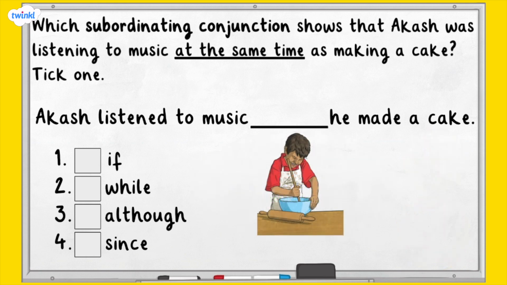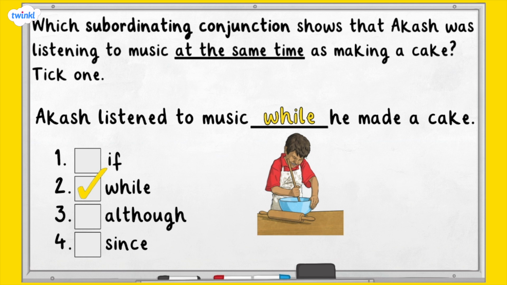How did you get on? All of the options were subordinating conjunctions, but only one showed that Akash was listening to music at the same time he made a cake. Well done if you chose the option while. Akash listened to music while he made a cake.